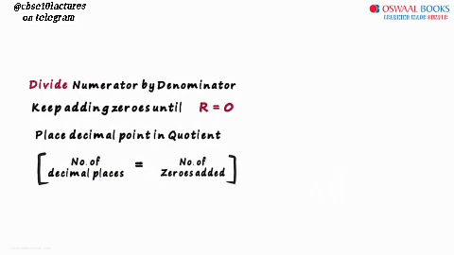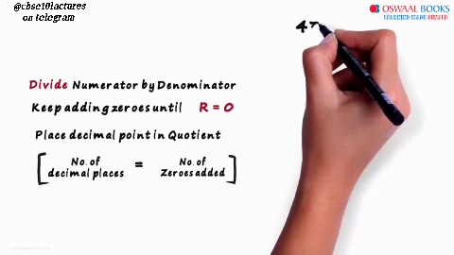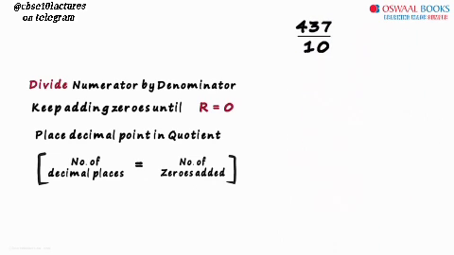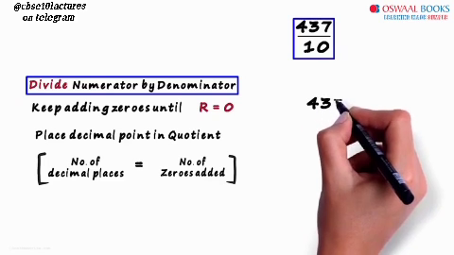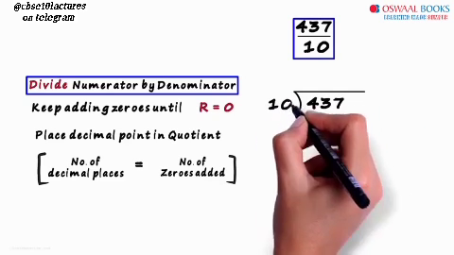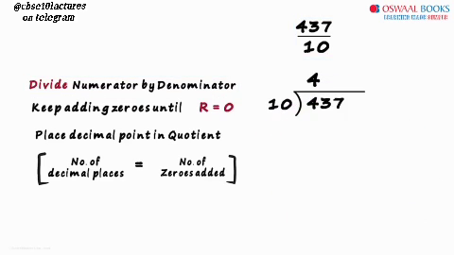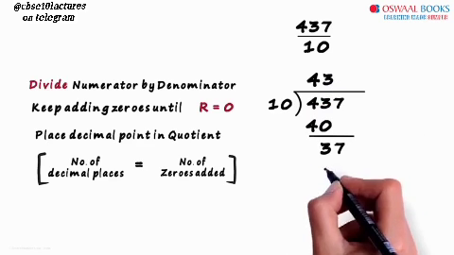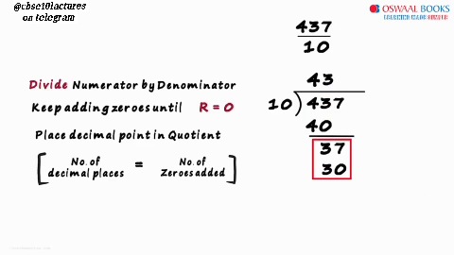With the same steps, let's try to convert 437 by 10 to a decimal fraction. In the first step, we divide 437 by 10. 10 times 4 gives us 40, and 43 minus 40 gives us 3. We get the 7 down. 10 times 3 is 30. 37 minus 30 is 7.